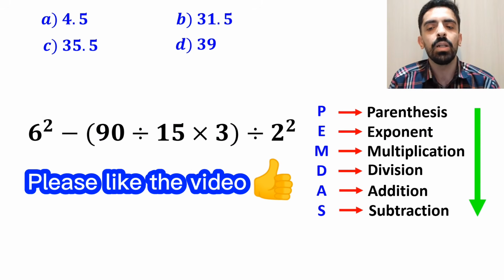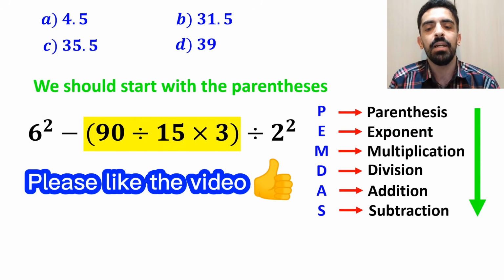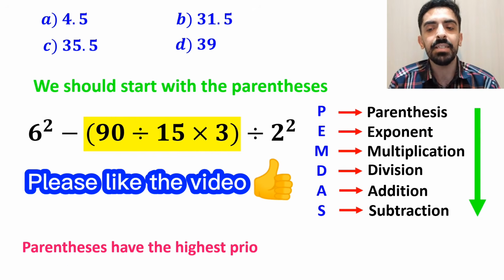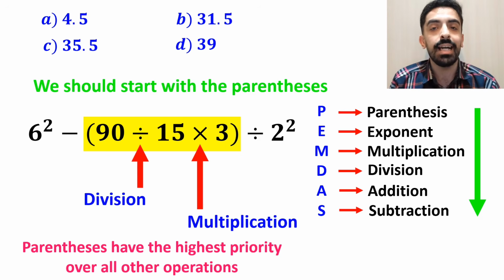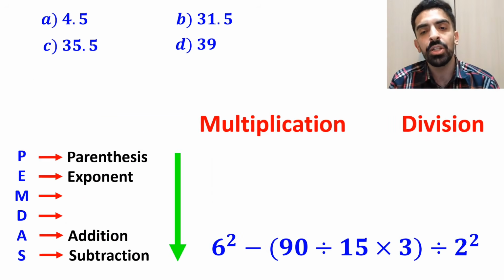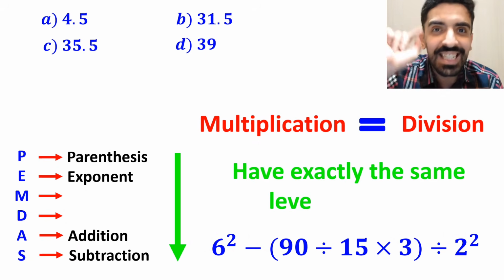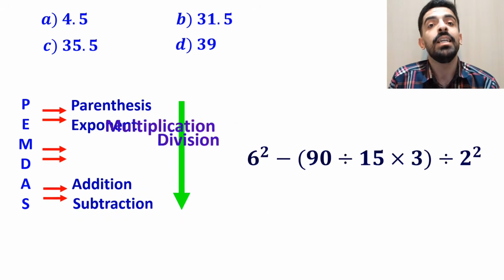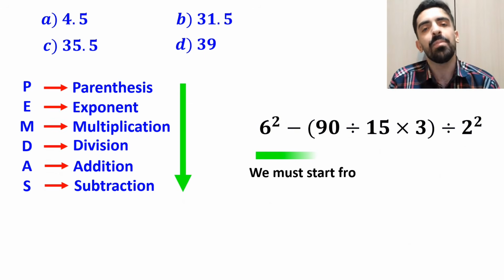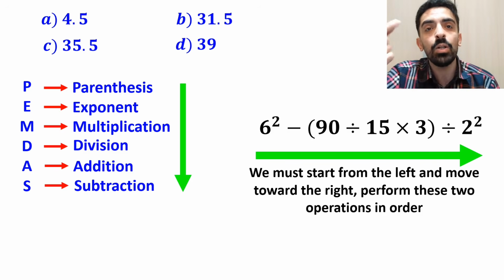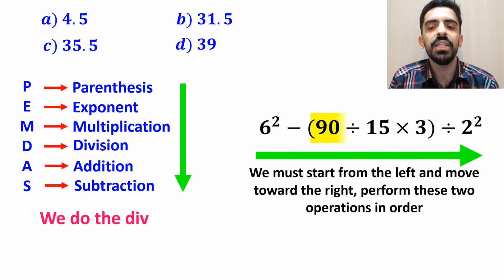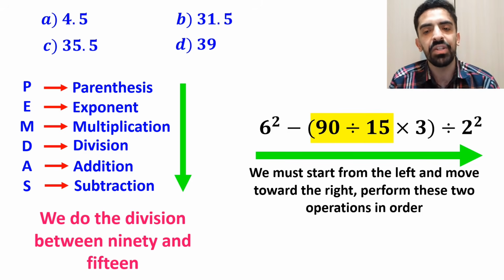According to the PEMDAS rule, first we should start with the parentheses, because parentheses have the highest priority over all other operations. And inside the parentheses, first we have a division sign and then a multiplication sign. It's very important to note that multiplication and division have exactly the same level of priority. In this situation, we must start from the left and move toward the right, performing these two operations in order. So, first we do the division between 90 and 15.